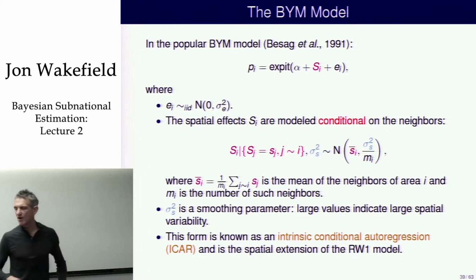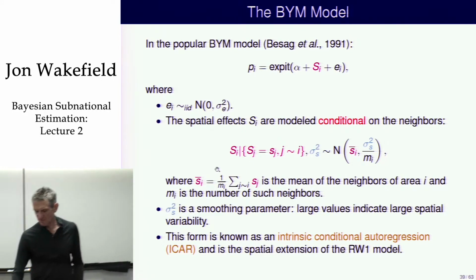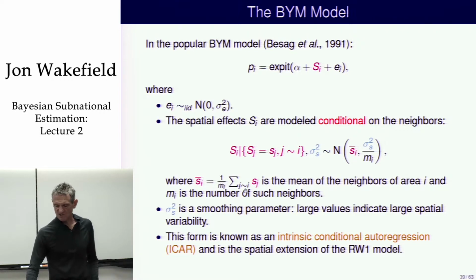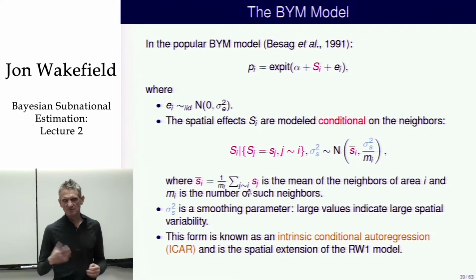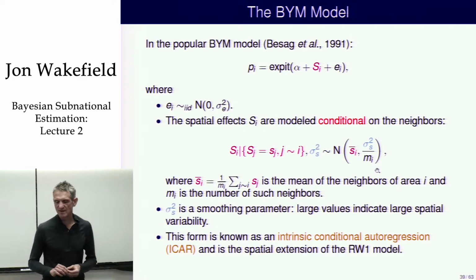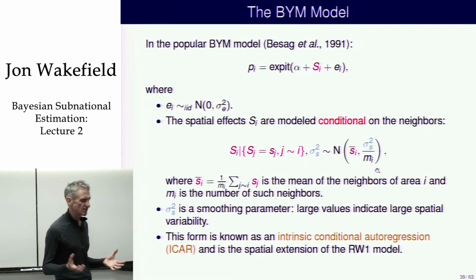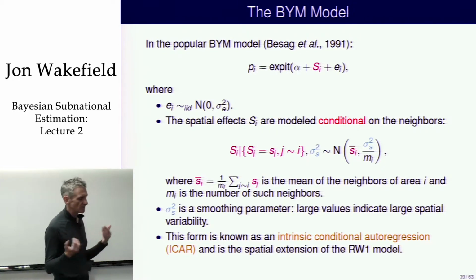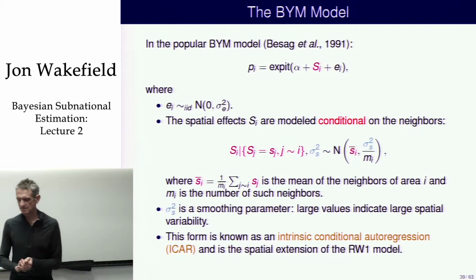So that S_i bar, that's the average, let's suppose there's m_i neighbors. This is the notation I introduced earlier. For all those neighbors j of i, so maybe there's 4 neighbors, so m_i is 4, let's take the average of the spatial random effects in those 4 areas, and that's where we're going to center our distribution. And then we're going to have some variance sigma squared S over m_i. So the more neighbors we have, the more informative this prior on the spatial field is.